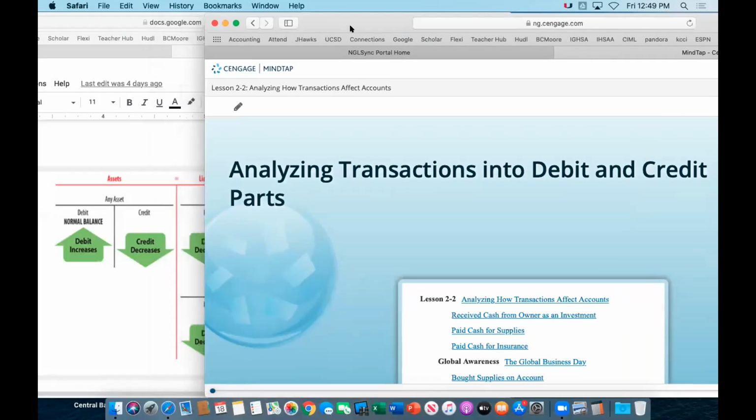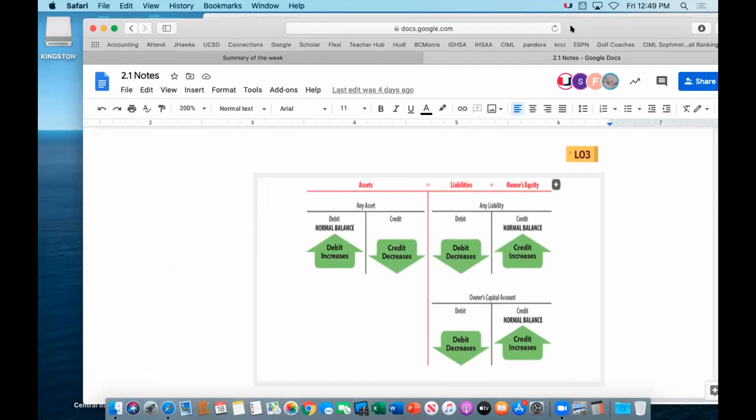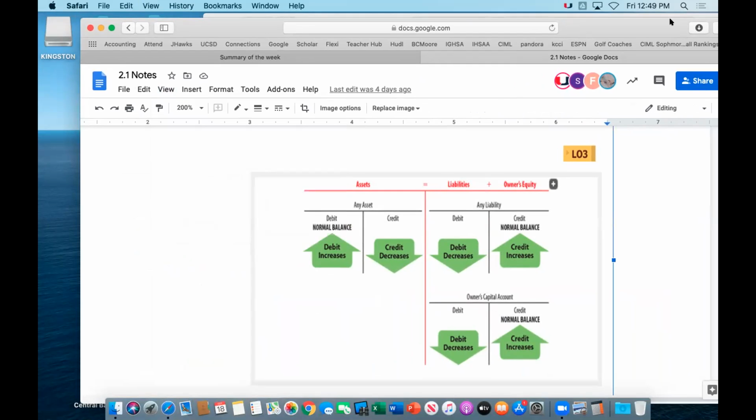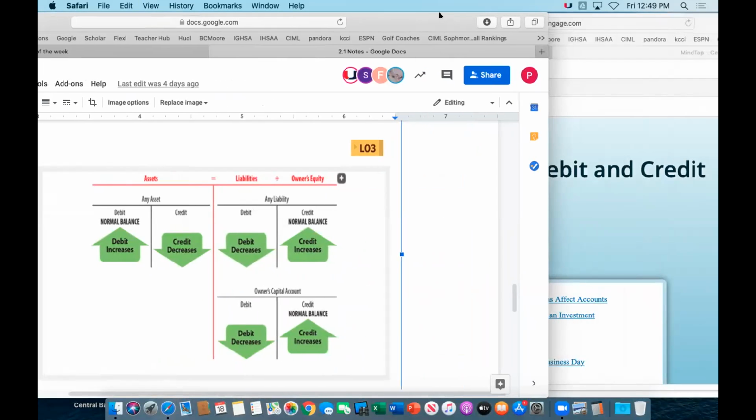If you have trouble with that, Elliot, just go to view and you can zoom in. You go here to view and go zoom, you can go to like 1.25 or 1.5. That way you can see that sheet if you have a small screen.